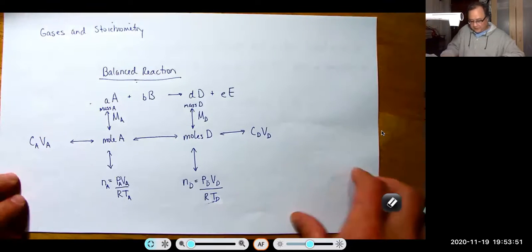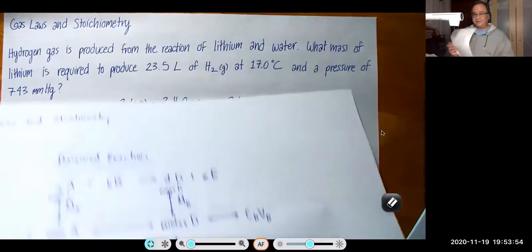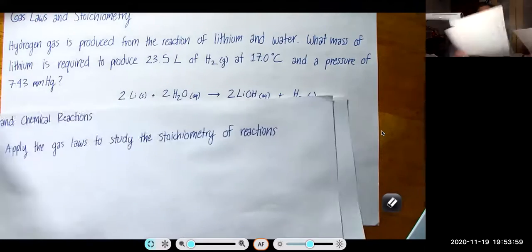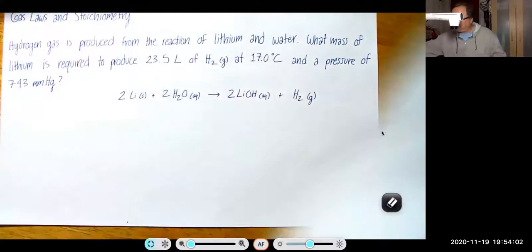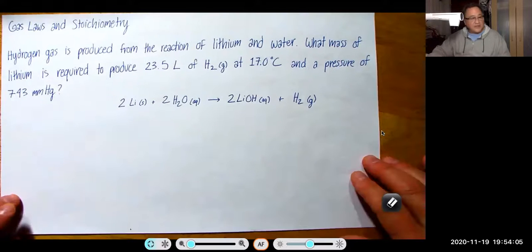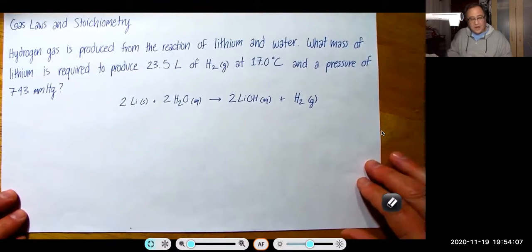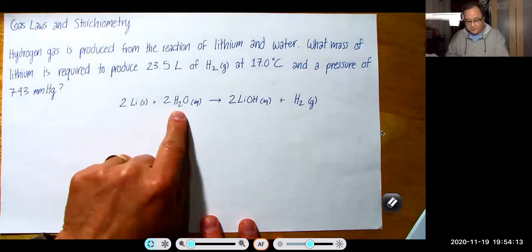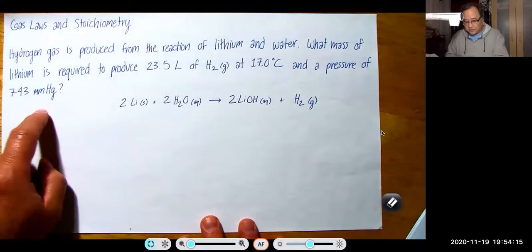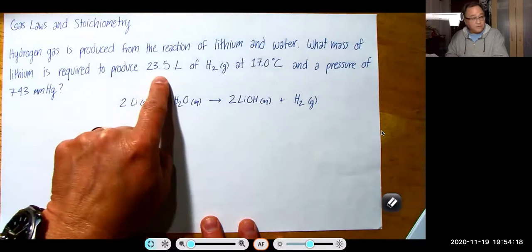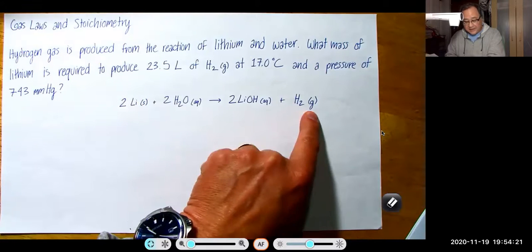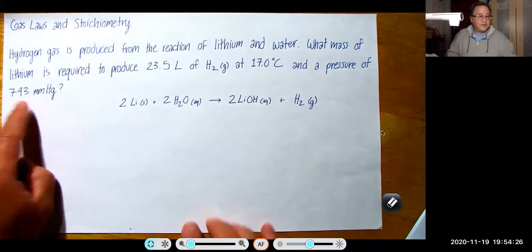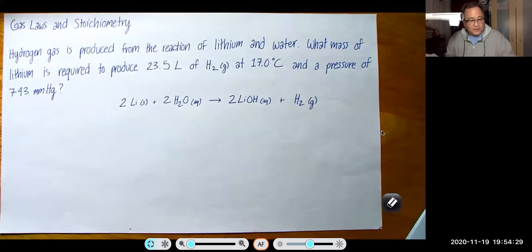Okay, so let's take a look at a problem involving this. Gas laws and stoichiometry. Hydrogen gas is produced from the reaction of lithium and water. What mass of lithium is required to produce 23.5 liters of H2 gas at 17.0 degrees Celsius and a pressure of 743 millimeters of mercury?